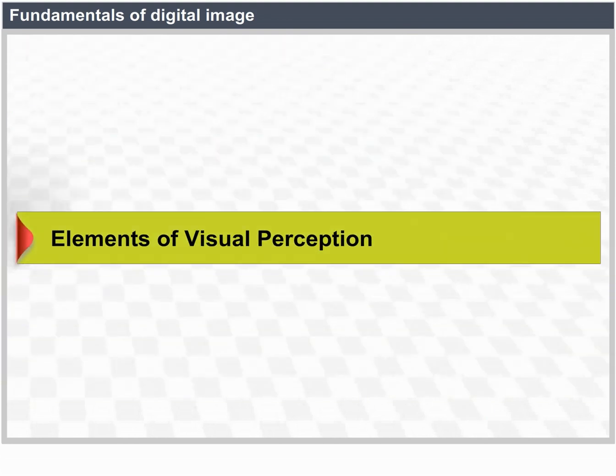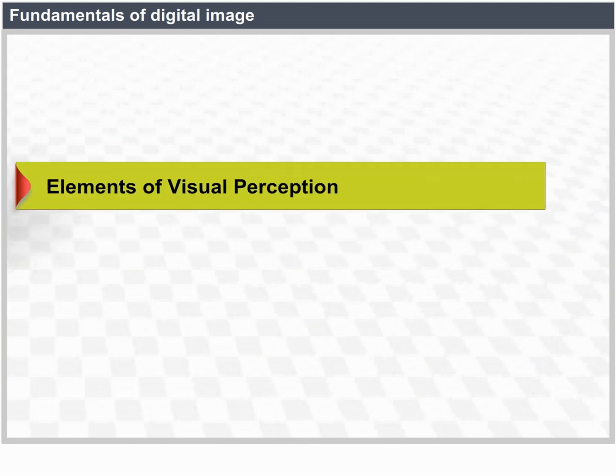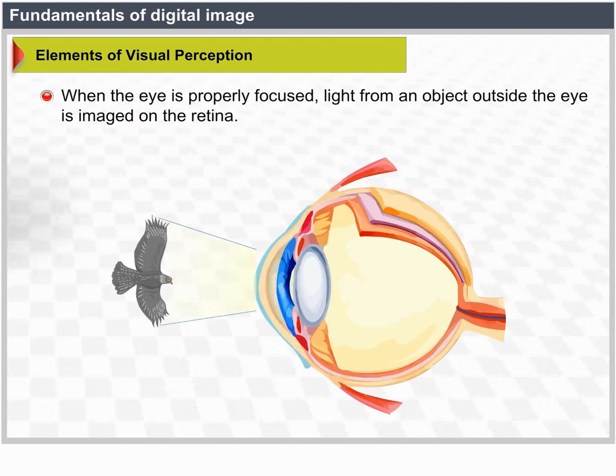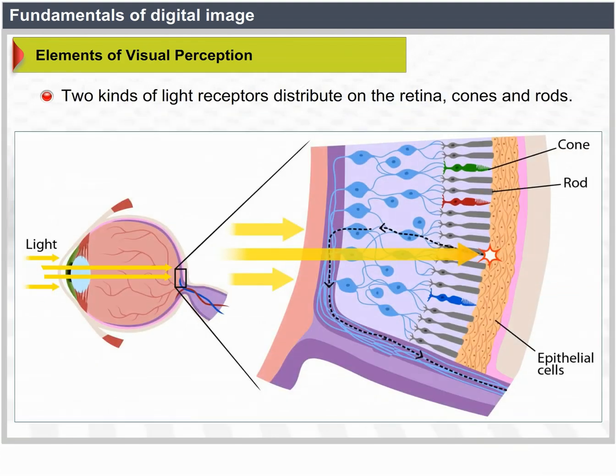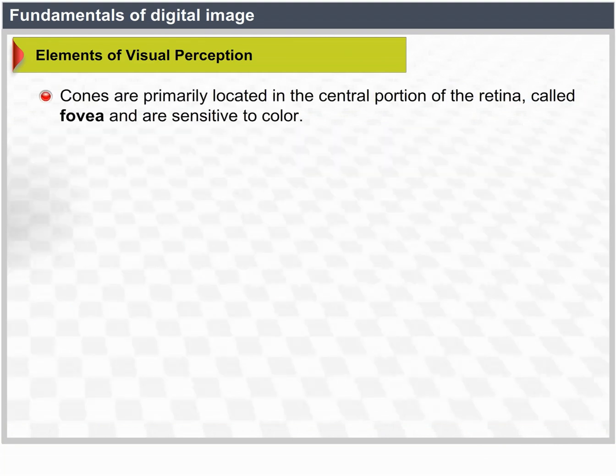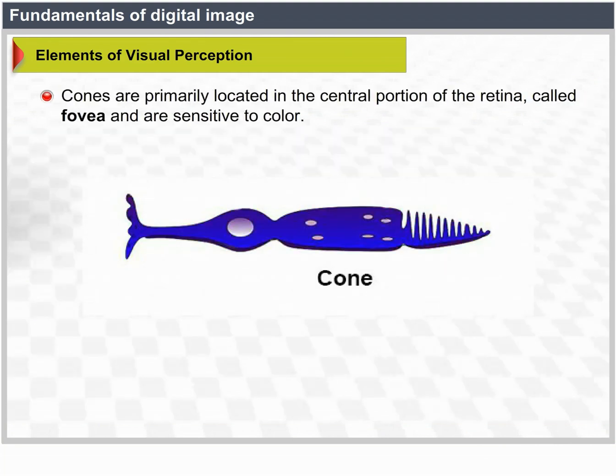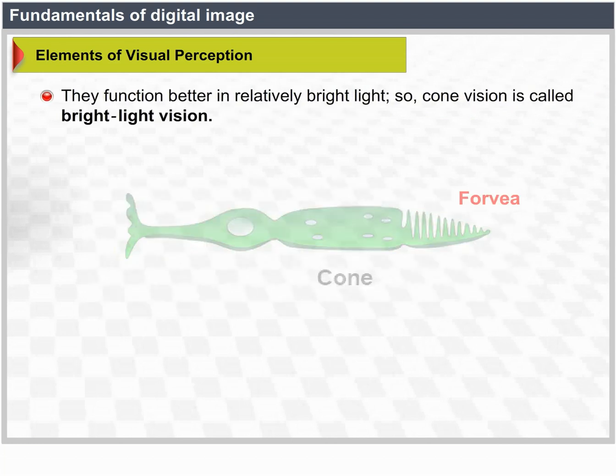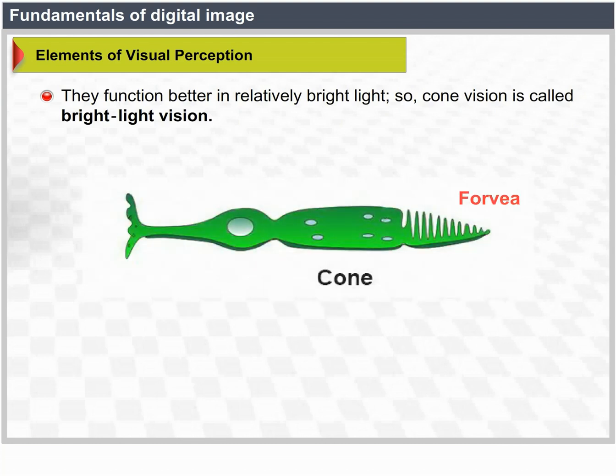Elements of visual perception. When the eye is properly focused, light from an object outside the eye is imaged on the retina. Two kinds of light receptors are distributed on the retina, cones and rods. Cones are primarily located in the central portion of the retina, called the fovea, and are sensitive to color. They function best in relatively bright light, so cone vision is called bright light vision.